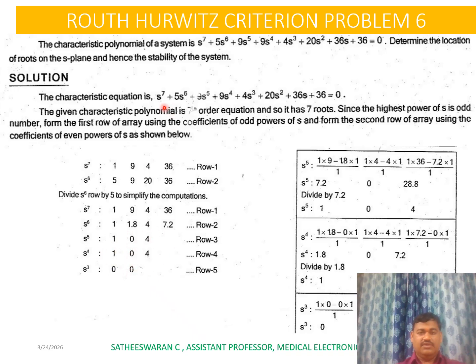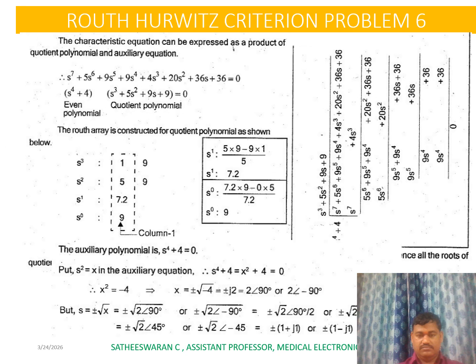First take s power 7 plus 5 s power 6 plus 9 s power 5, 9 s power 4 plus 4 s power 3 plus 20 s square plus 36 s plus 36, divided by s power 4 plus 4, and we have to find the coefficients of the quotient. The coefficients can be written as 1 5 9 9.